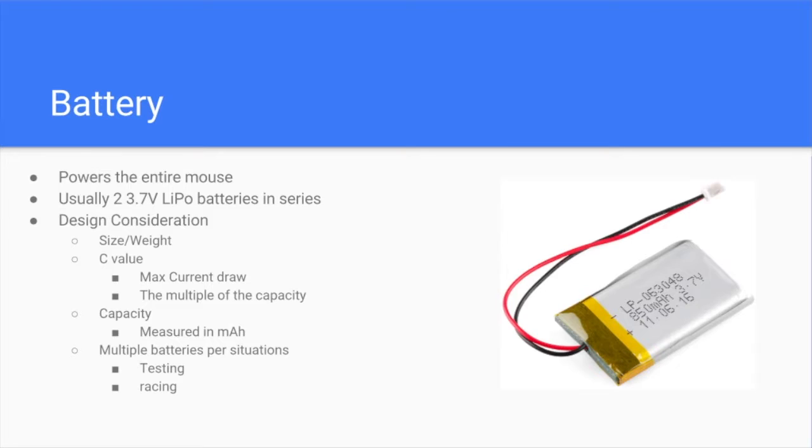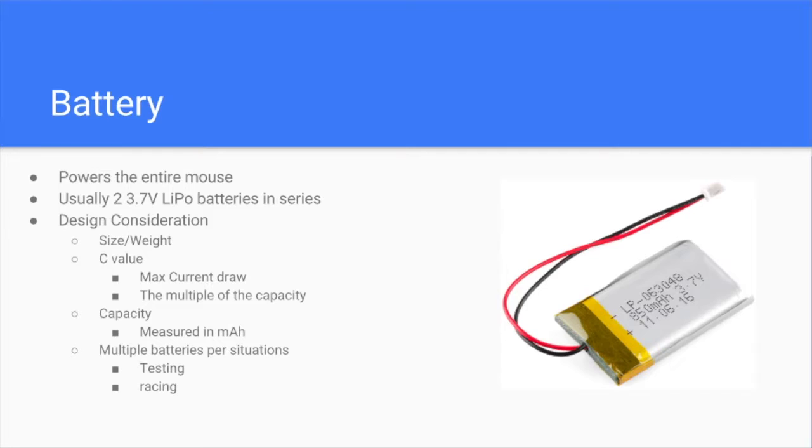Something else to consider when you're putting parts or batteries onto your bill of materials: you might want a couple of batteries. Say you're testing your mouse and it runs out, now you have to wait for the batteries to charge. If you have four, then you can run two and two. And then also you might want two sets of batteries, one for racing and one for testing. Just different scenarios, you want different batteries.